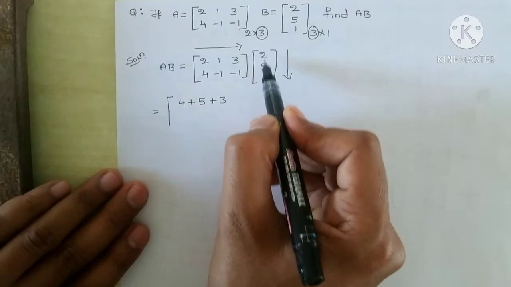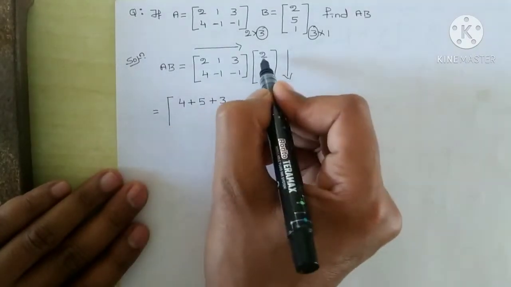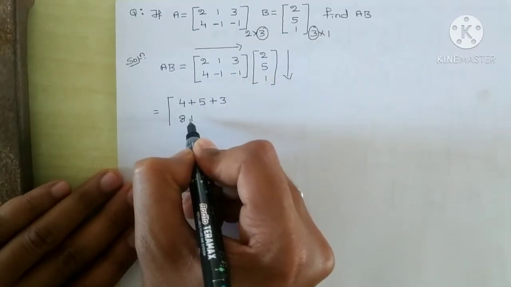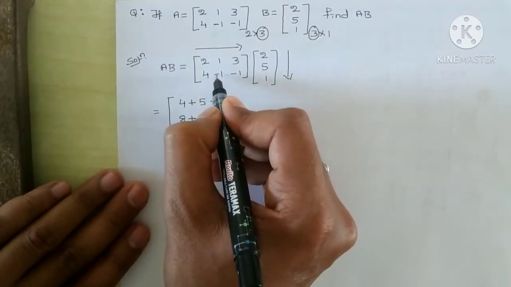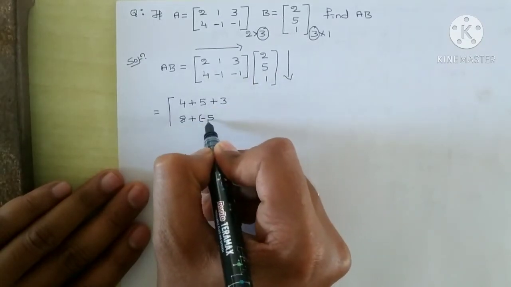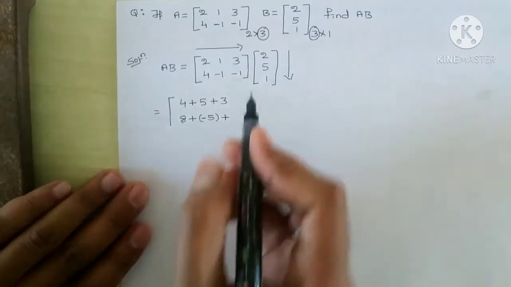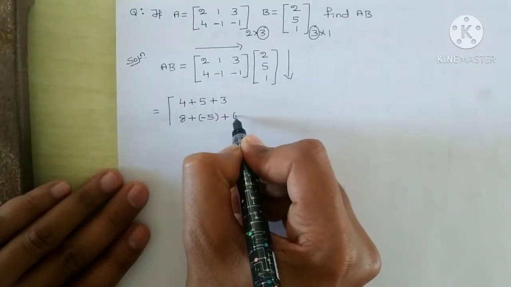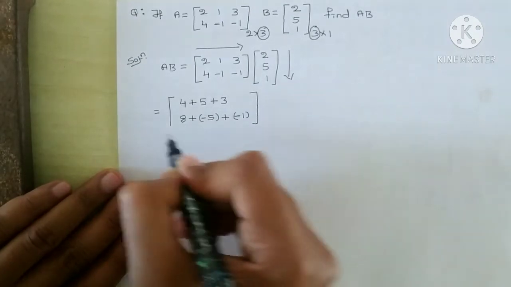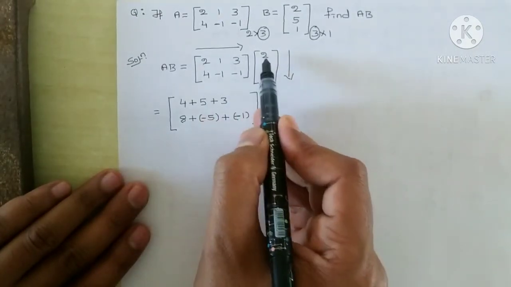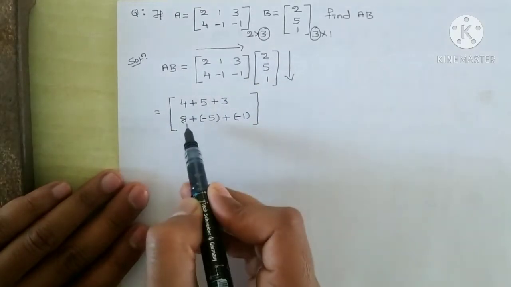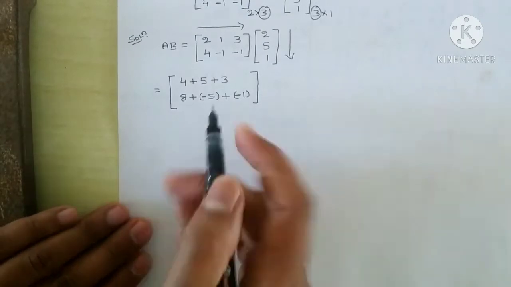Next second row, first column. So 4 into 2, 8. Next middle always with sign, plus sign. Minus into plus is minus. 1 into 5 is 5. Again middle plus sign. Minus into plus is minus. 1 into 1 is 1. Close the bracket. Correct? First row, first column, note down here. Second row with first column, note down here. So next, first multiply the sign.